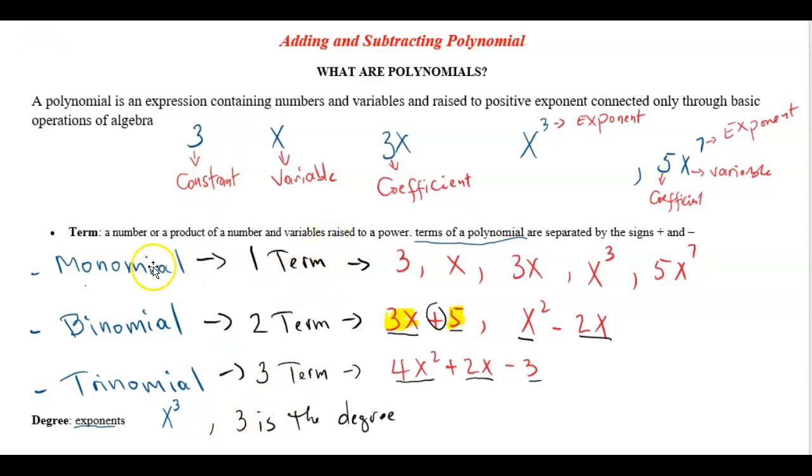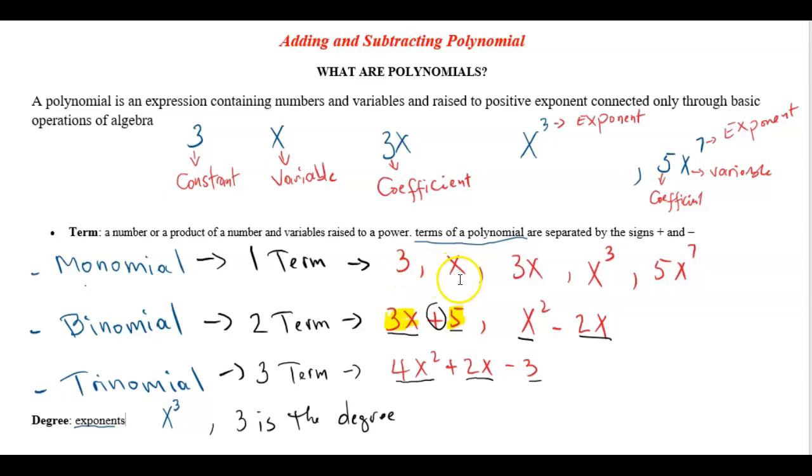For instance, a monomial is just one term, right? Let's go back to the monomial examples that we had. For instance, 3. The degree of 3 will be 0. So you only have an exponent if you have variables, because that's an algebraic expression. Every time you have a number by itself, that means your exponent is 0. 3 has no variable, so that means the exponent is 0.